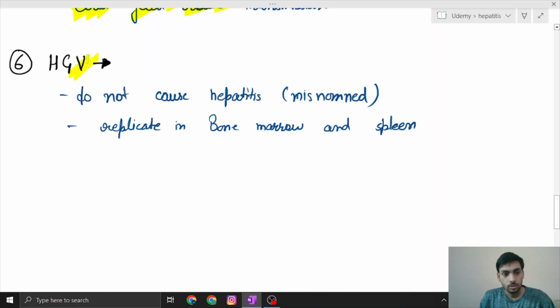Then the sixth one is hepatitis G virus. This does not actually cause hepatitis. It was misnomered, meaning its name was given in a wrong sense. Instead of going to the liver, it replicates in bone marrow and spleen.